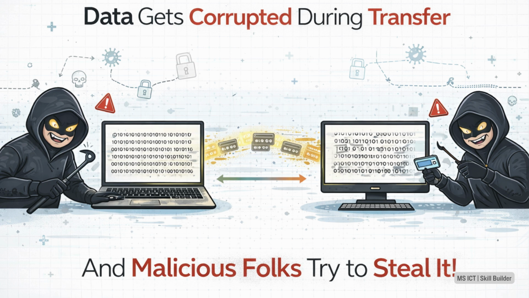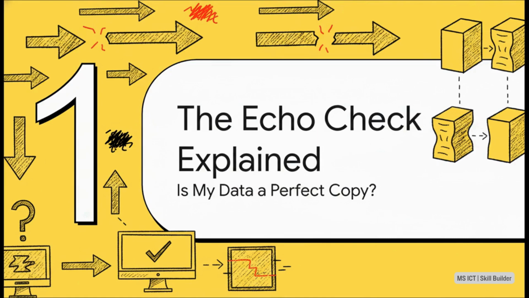At the very same time, you've got malicious folks actively trying to attack your system. So we need to solve both problems, one for making sure the data is accurate, and another for making sure it's safe. So let's tackle that first problem, data getting corrupted. How does a computer even know if the file it just received is scrambled? It's not like it can look at it and see a typo, right? Well, this is where a really clever little system comes into play.